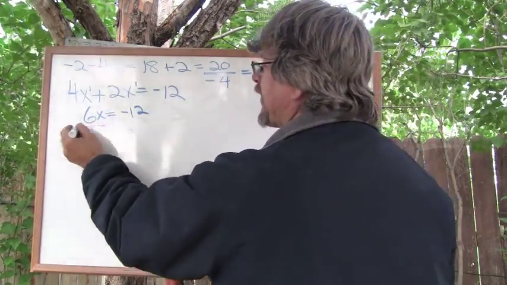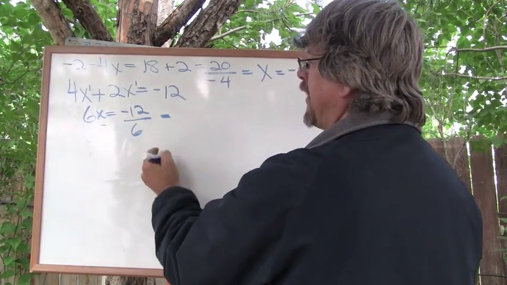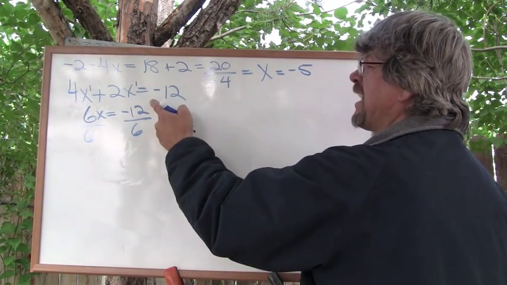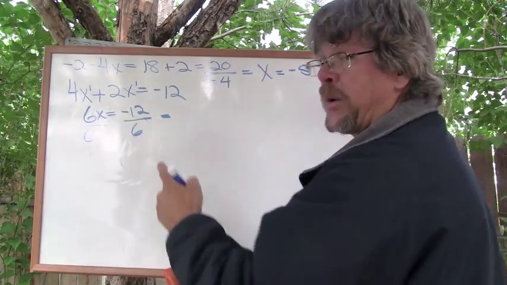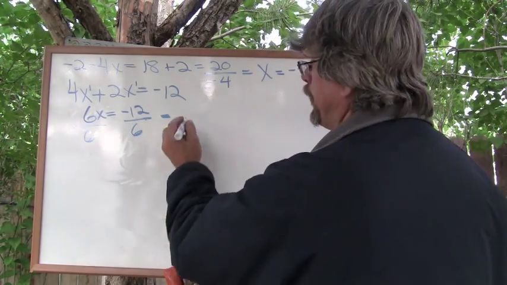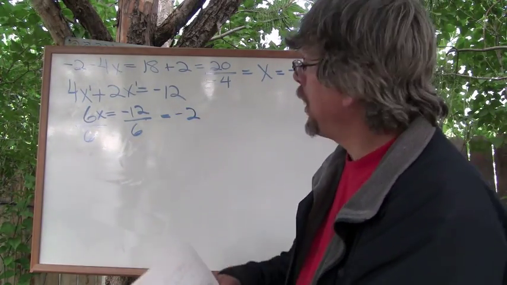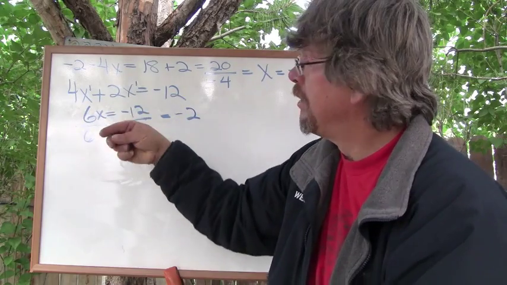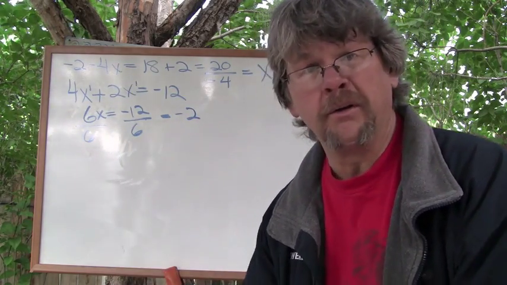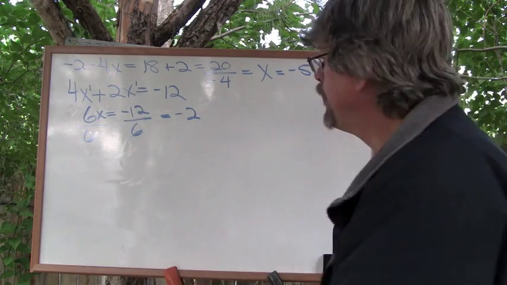How do you get x alone? You divide by 6, divide by 6. 6 into negative 12, a positive into a negative. There's only one negative, so you know it's going to be negative. It's negative 2. See, a little bit more complicated perhaps, but not more difficult. Really, that wasn't that hard. Let's do another one.